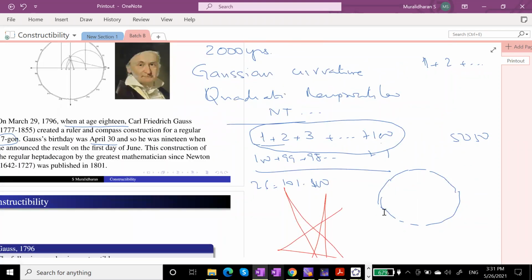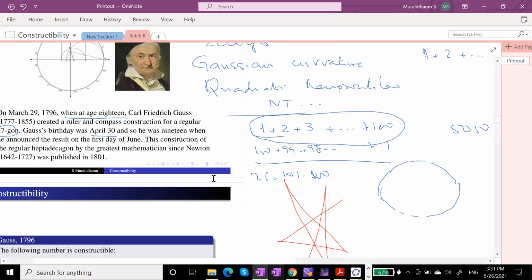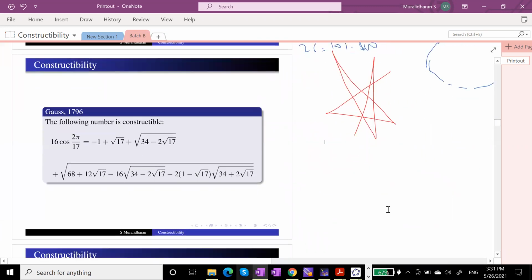And then he computed cos 2 pi by 17 to be this quantity. He computed that 16 cos 2 pi by 17 is minus 1 plus root 17 plus root of 34 minus 2 root 17 and all those things. Now we already know that root 17 is constructible. So this is constructible, this is constructible. So square root of that also is constructible. Product of two things is constructible. The whole thing is constructible. The root is also constructible. So this length is constructible. That's what he proved.